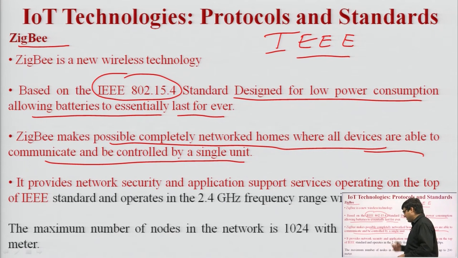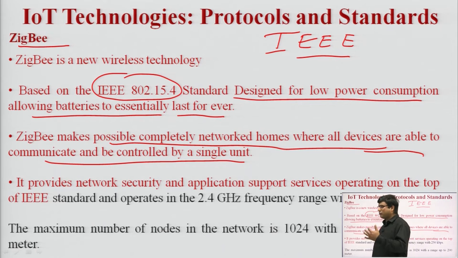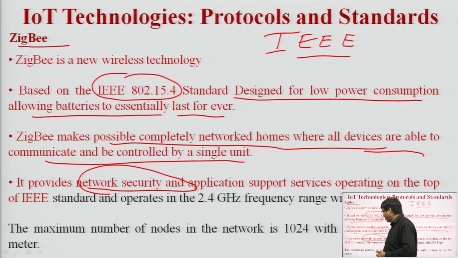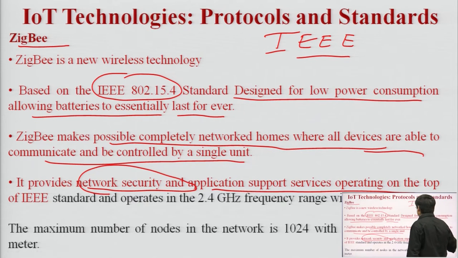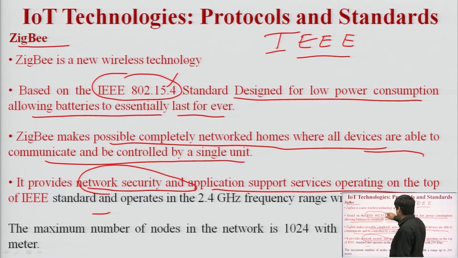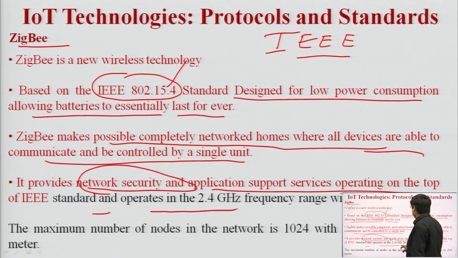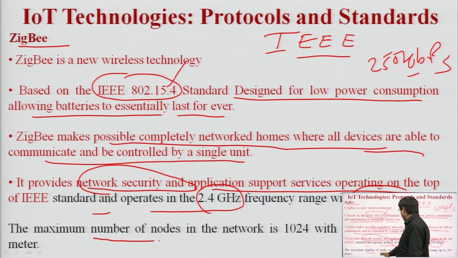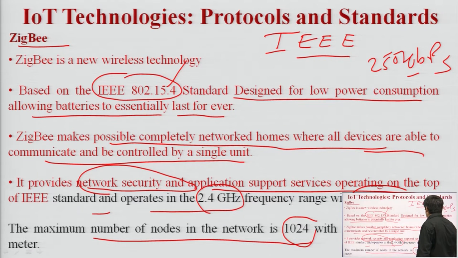They have very low power consumption and they are able to communicate with remote servers. It also provides network security, because security is the main concern. When you send data and it is vulnerable, we need to secure the devices. Application support services operate on top of the IEEE standard we already talked about, and it operates in the 2.4 gigahertz frequency range with a packet delivery speed of 250 kbps, okay. The maximum number of nodes in the network is 1024 with a range up to 200 meters.